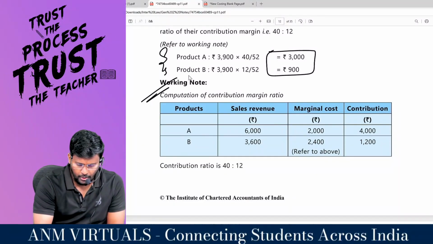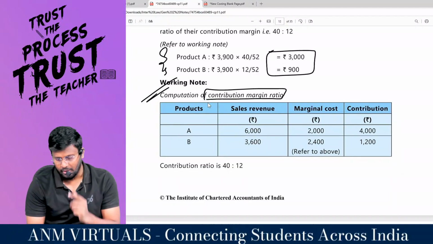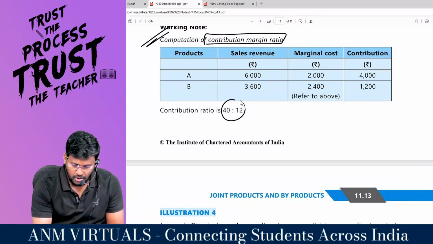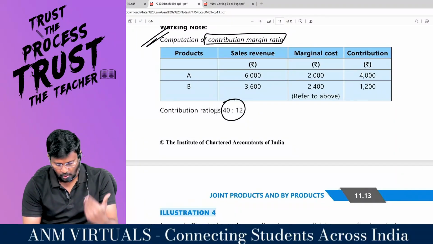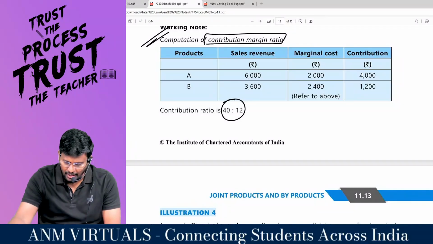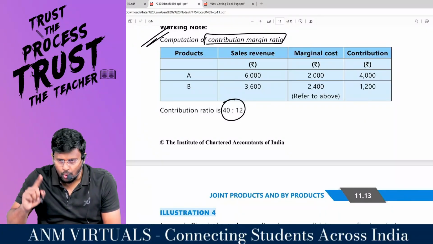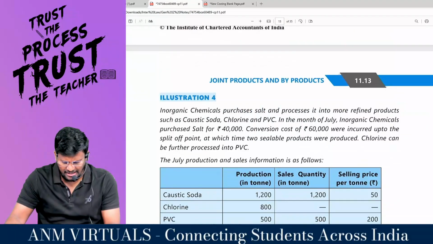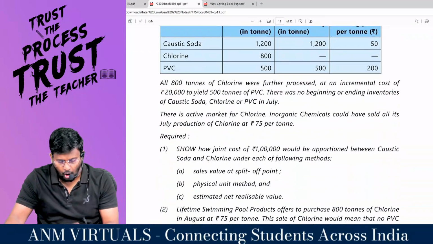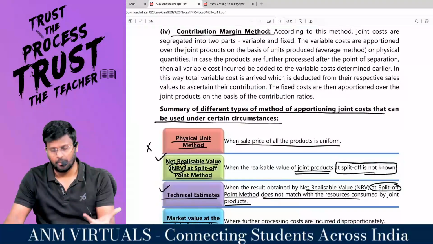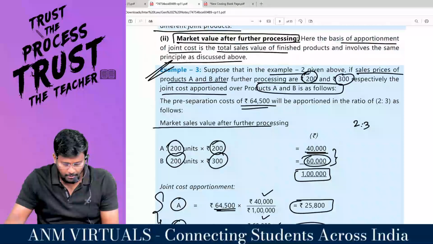Now look, they have calculated the computation of contribution margin ratio and everything. We don't need all that, we have already done it, right? The contribution ratio of 40:12 means they are saying: first find the contribution, then divide the fixed cost by that contribution ratio. That's it. With regard to illustration number 3 also, we are done with all the methods of apportioning the joint cost into the joint products. These are the methods available, my dear lovable students.